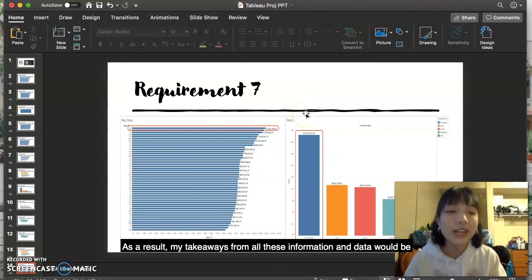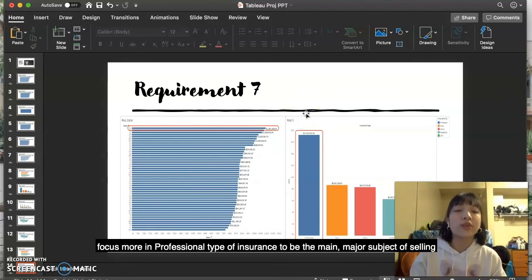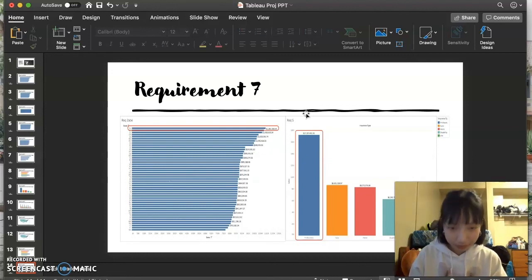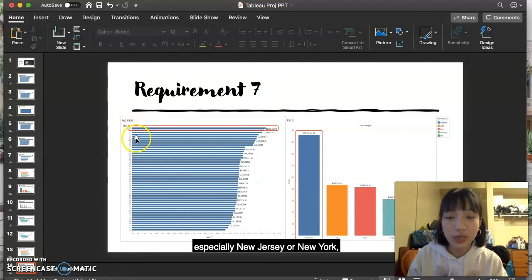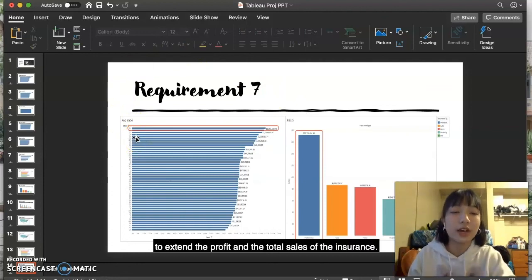As a result, my takeaway from all this information and data is to focus more on professional insurance as the major subject of selling, and to perform the selling especially widely in the Northeast region, especially New Jersey or New York, to extend the profit and the total sales of the insurance.